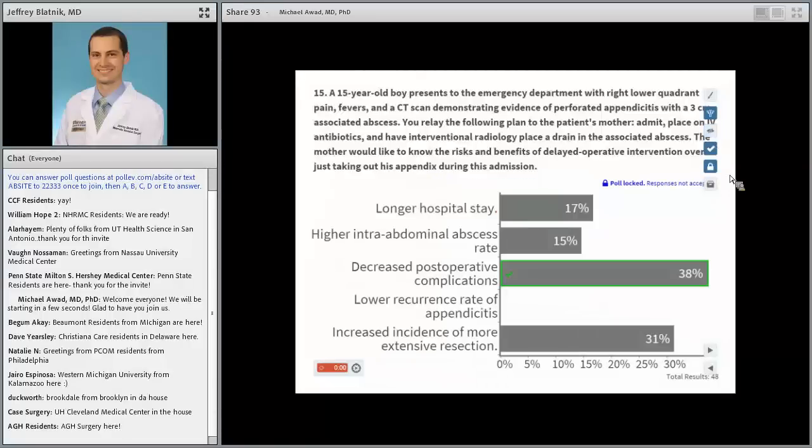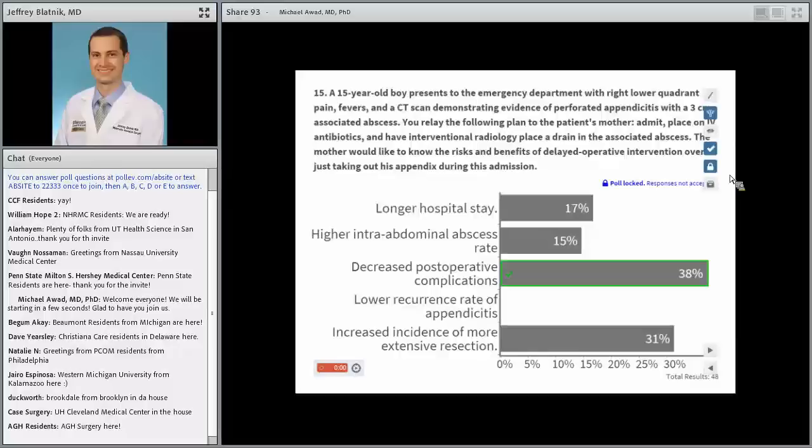So C is the correct answer, so decreased postoperative complications. As far as what's associated with delayed therapy, I think at this stage with a 3-centimeter associated abscess, most surgeons agree that the best treatment option would be drain and antibiotics and delayed operative intervention. You would actually likely get a longer hospital stay potentially, depending on what you see.